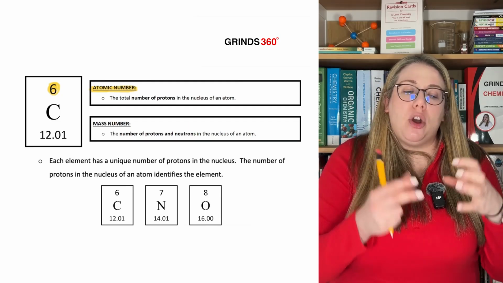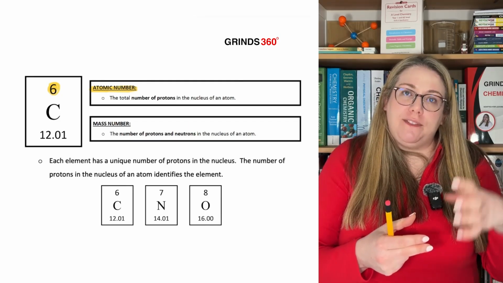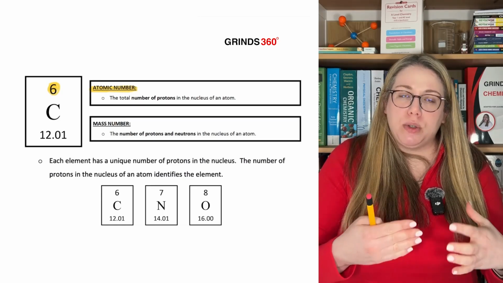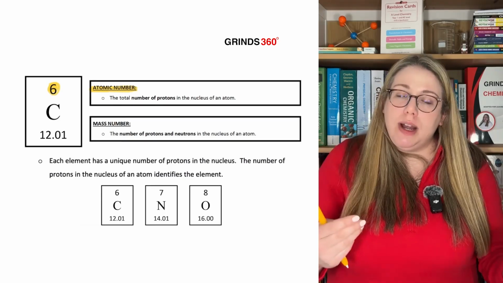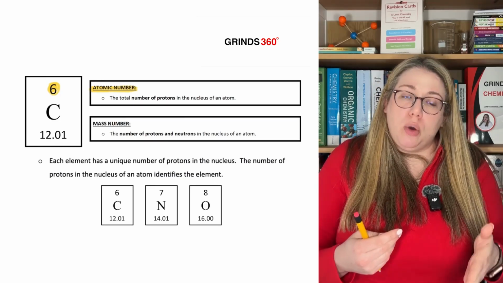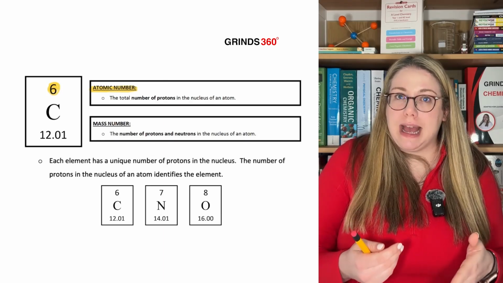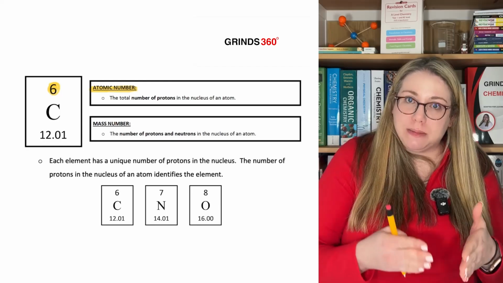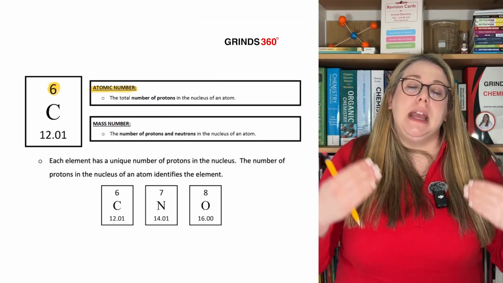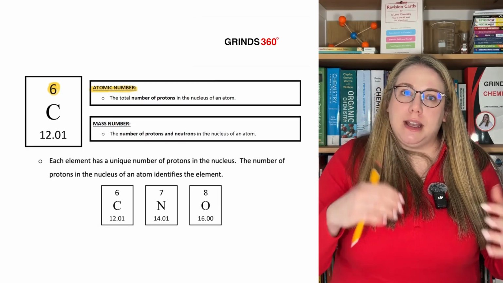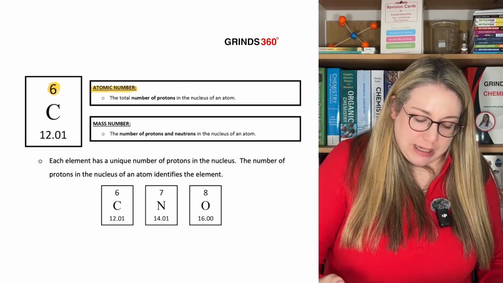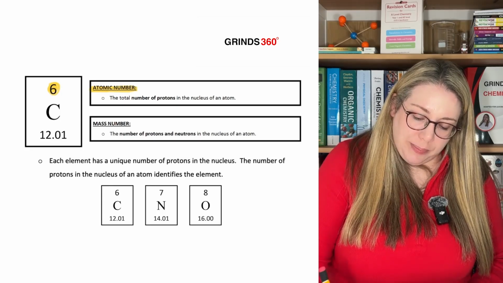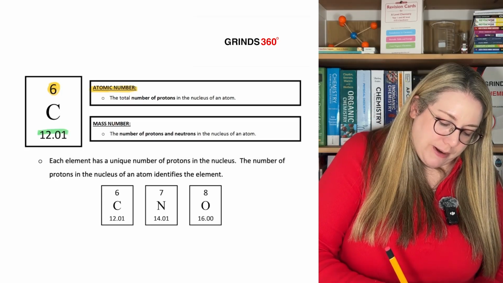So if you have an unknown atom, but you can figure out that there are 6 protons in the nucleus, well, straight away, based on the protons, you know that that atom has to be a carbon atom. It can't be anything else. Only carbon will have 6 protons in the nucleus. The number of neutrons will be different depending on the isotope, and we'll see that in isotopes a little bit later. Next up is the mass number.